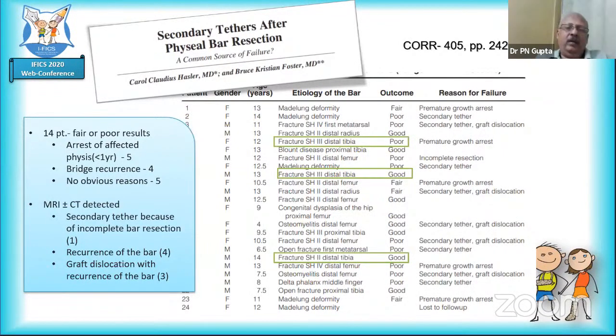Yes, Dr. Premal. In hindsight, would you have added a fibular screw? Distal fibular physiodesis. Would you have done that?